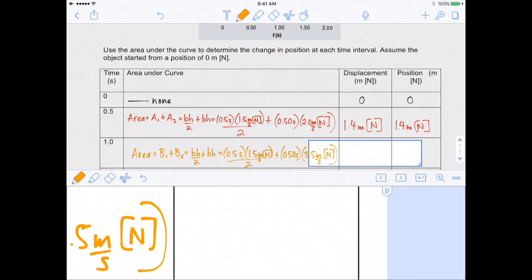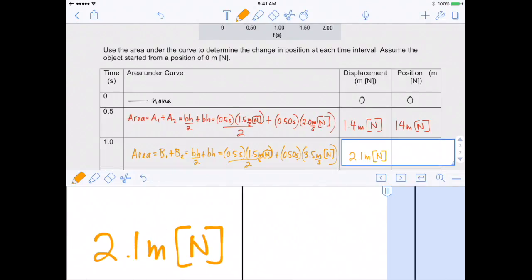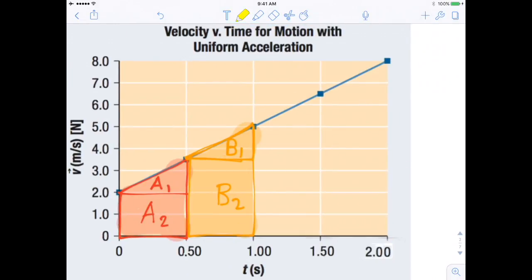If we simplify this, we end up with a displacement over this time interval of 2.1 meters north. Now, if we continue to travel in a straight line, we started off at 0, we traveled 1.4 meters, now we've traveled an additional 2.1 meters. So our position from the starting point is 2.1 plus 1.4, which is 3.5 meters north from our start.